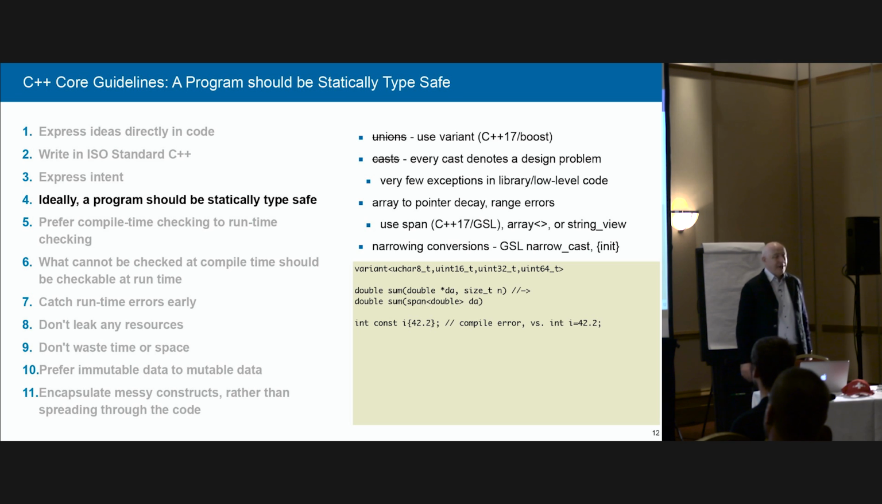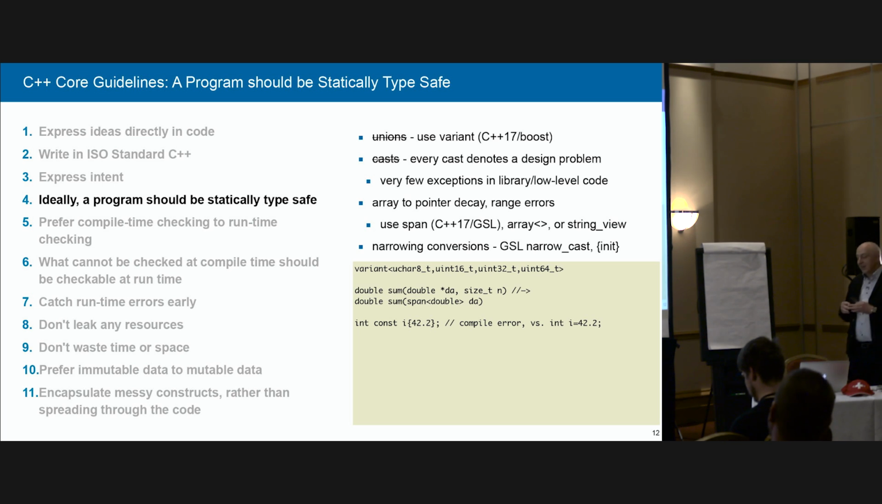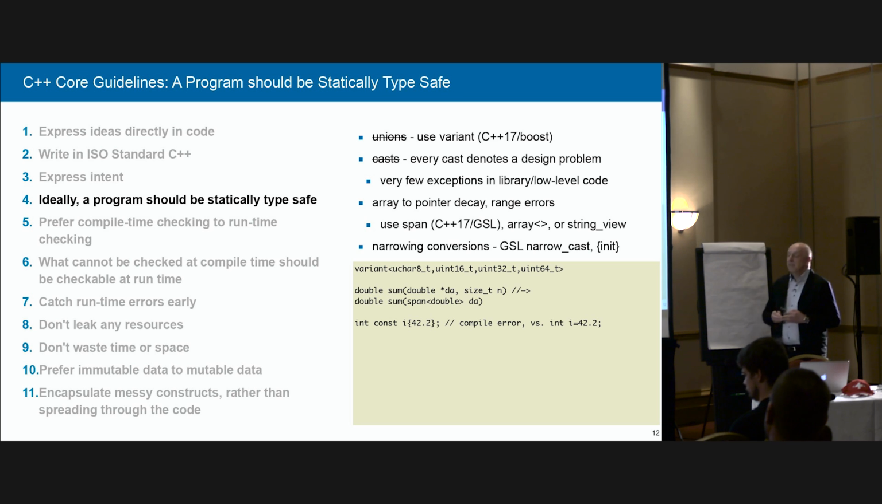Casts. My stance is almost every cast in user-level code is a design problem, because either the wrong type was used, the same concept was represented with different types, or you have other problems in your code. And there are very, very few exceptions where casts are actually necessary, and those belong in libraries and low-level code, and you don't want to use that everywhere.